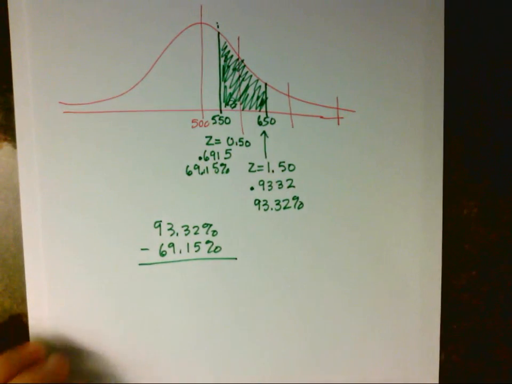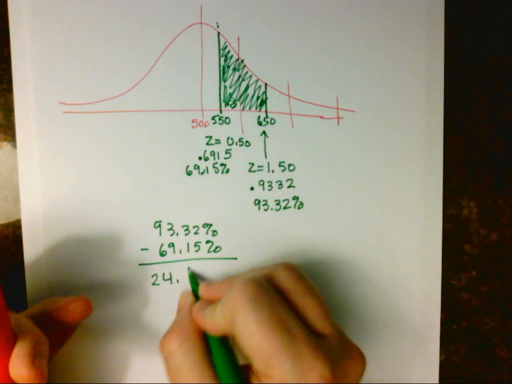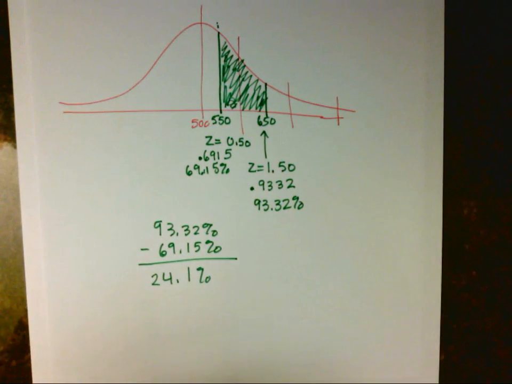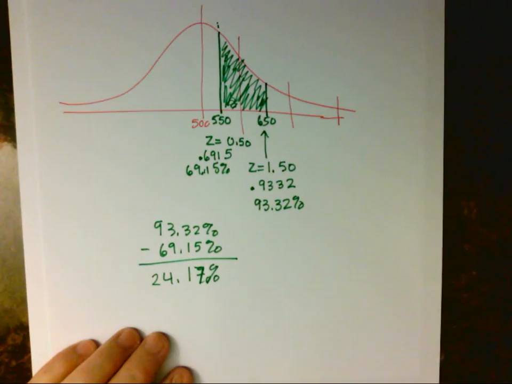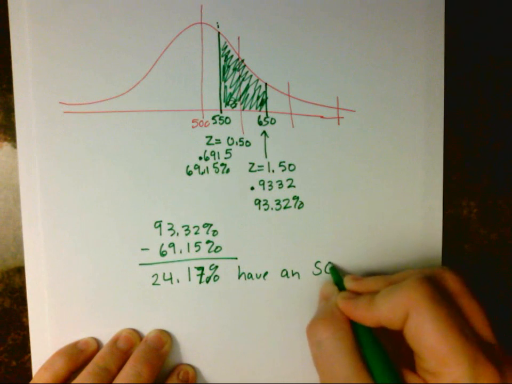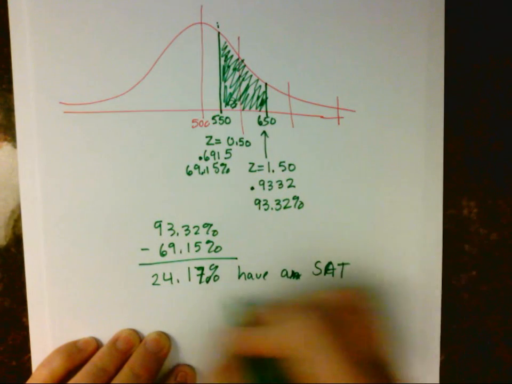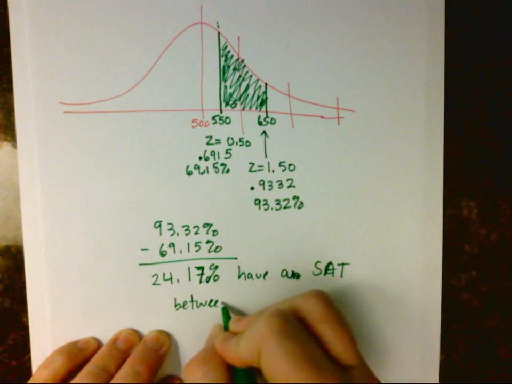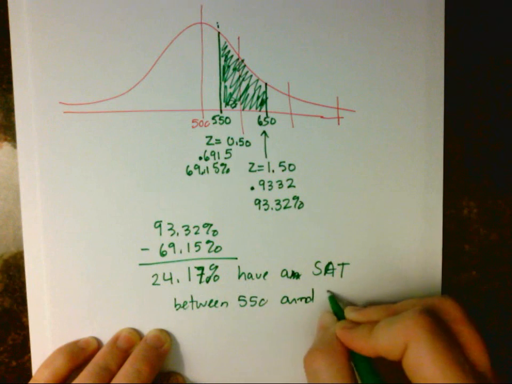And the difference will be, grab your calculator, 24.1%, oh sorry, 0.17%, 24.17% have an SAT, I guess it should be ASAT, that doesn't sound right, between 550 and 650.